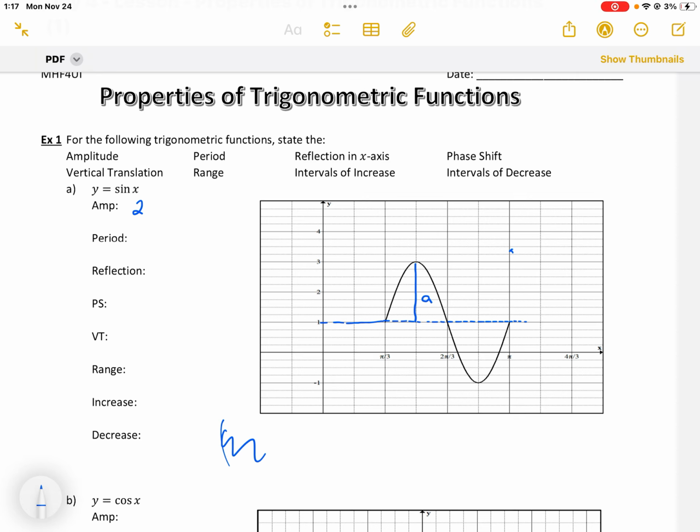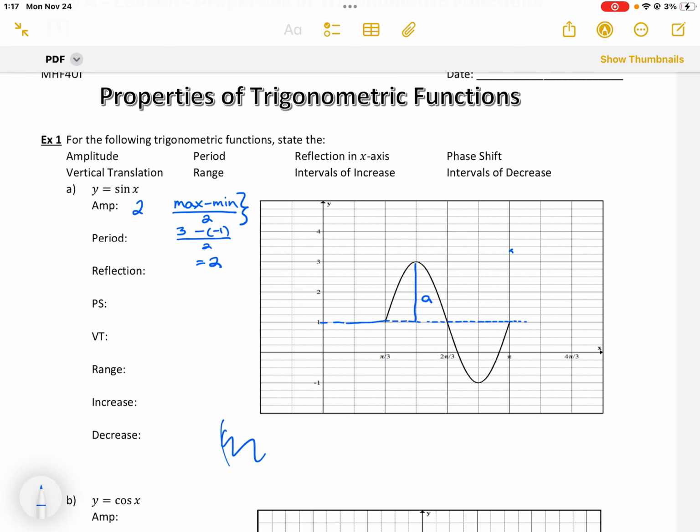I can also find this by doing the maximum minus the minimum divided by 2. My maximum value is 3 here, take away -1, which is 4 divided by 2, which is just 2. So graphically you can draw it, or you could use the equation.